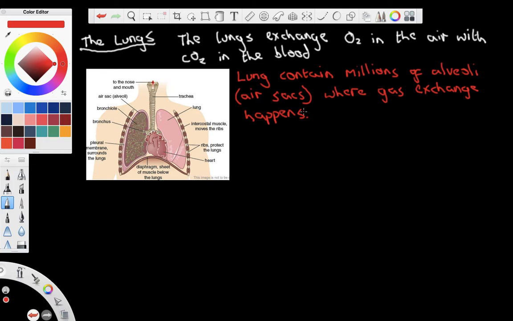Now the fact that there are millions of them gives the lungs a large surface area. So we can say that millions of alveoli give the lungs a large surface area.